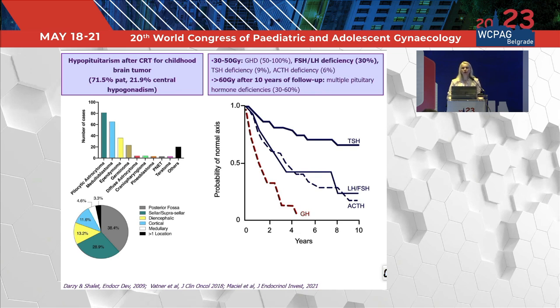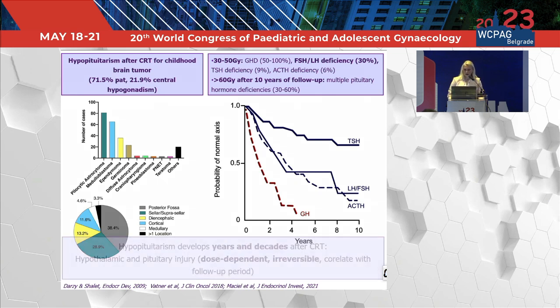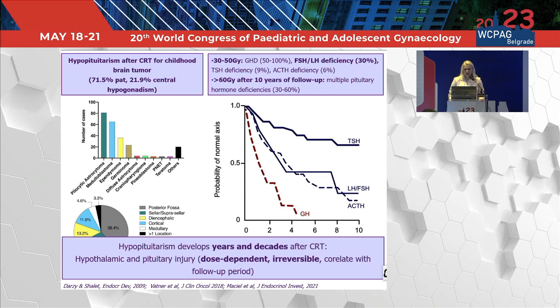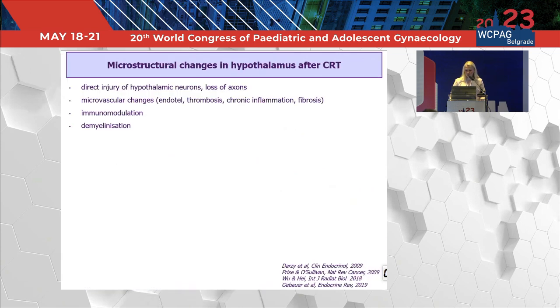These children do not grow. And the second axis is our gonadotrophic axis, and there is no puberty, no menses in girls. So the hypopituitarism developed years and decades after cranial radiotherapy, and it is a dose-dependent and irreversible process.